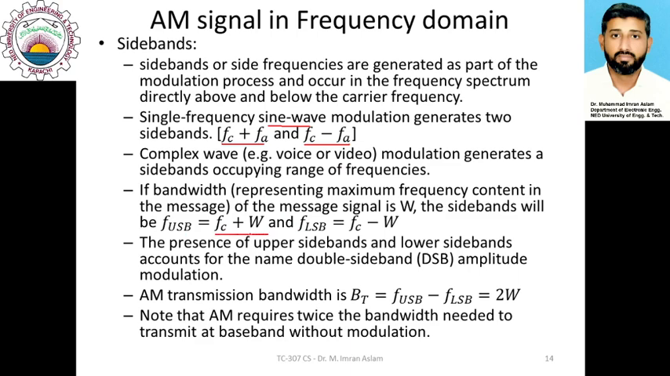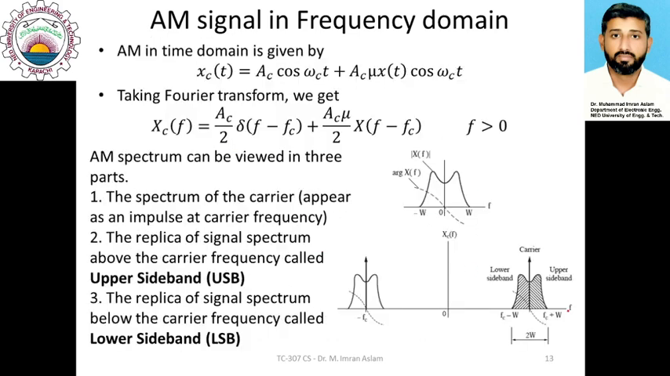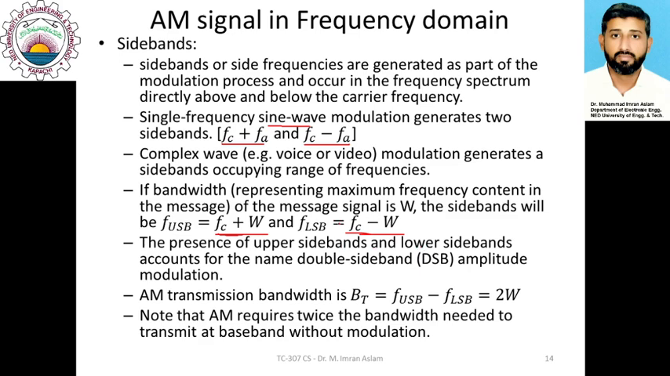So the upper sideband would extend up to fc plus W, and the lower sideband will extend down to fc minus W, where W is the bandwidth of the message signal. As illustrated here, the upper sideband ends at fc plus W and the lower sideband ends at fc minus W. Because we have two sidebands, another term used for amplitude modulation is double sideband. So this is double sideband with carrier, because we have the carrier as well.